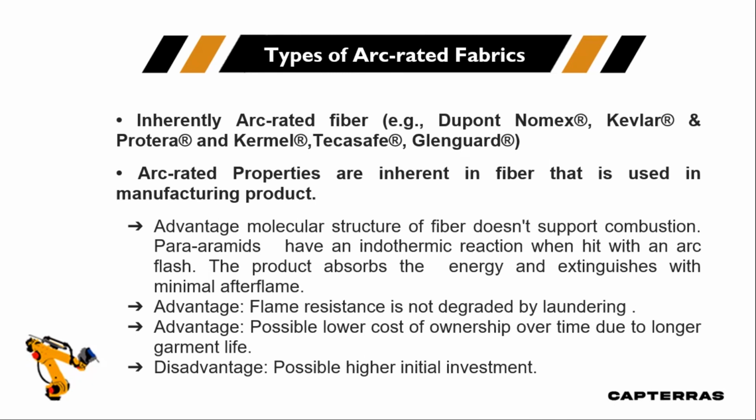Types of arc rated fabrics. Inherently arc rated fiber. Some examples: DuPont Nomex, Kevlar and Protera, Kermel, TeijinConex, and Glenguard. Arc rated properties are inherent in the fiber that is used in manufacturing the product. Advantage: the molecular structure of the fiber does not support combustion. It has an endothermic reaction when hit with an arc flash. The product absorbs the energy and extinguishes with minimal afterflame.